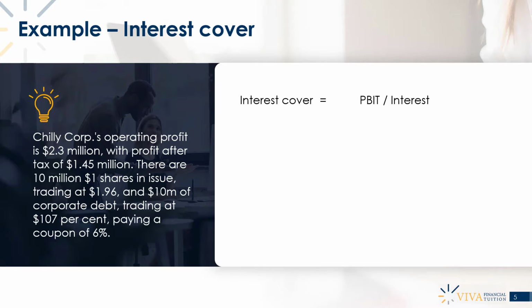Some of the stuff I need for this formula, for example, the profit before interest and tax, I'm given in the scenario. So that was $2.3 million. But I need to work out the interest. And the interest is on the corporate debt. So we are told there's $10 million worth of corporate debt, and that pays a coupon of 6%. And that interest of 6% is paid on the book value of the debt, as I mentioned.